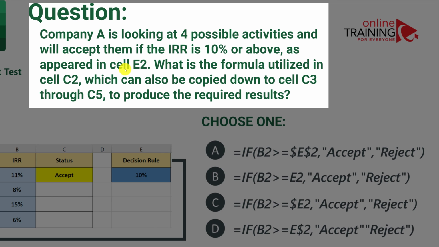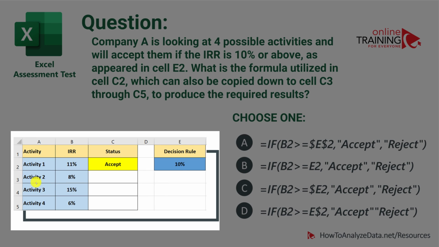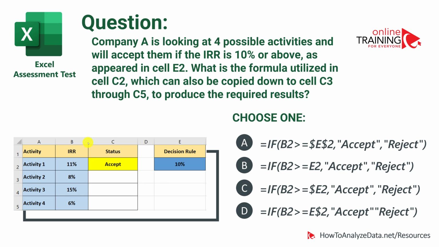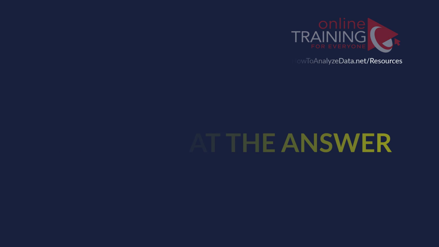What is the formula utilized in cell C2, which can also be copied down to cells C3 through C5 to produce the required results? There are 4 choices here, all use the IF formula, and there is a table here which represents the activities. What do you think is the right answer? Let's see if we can nail this question together.